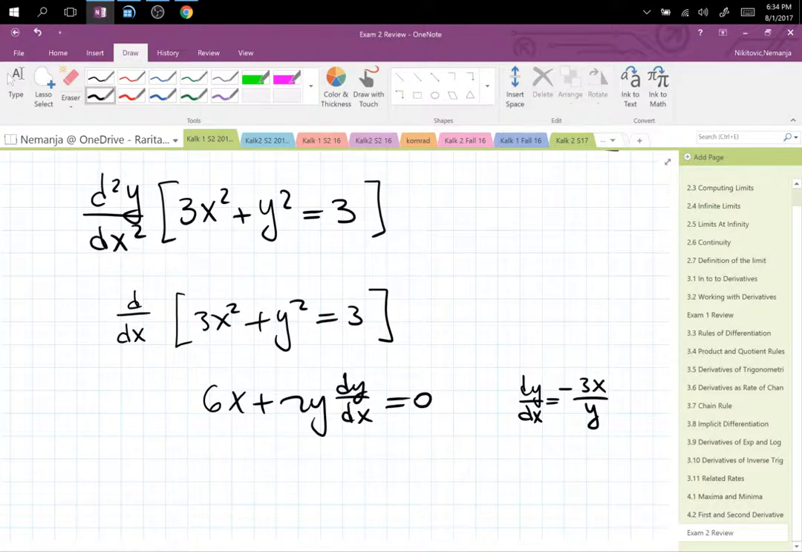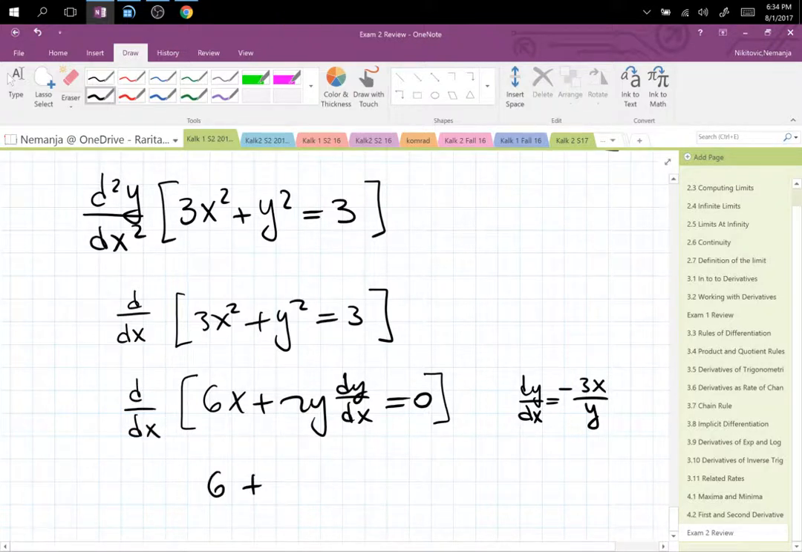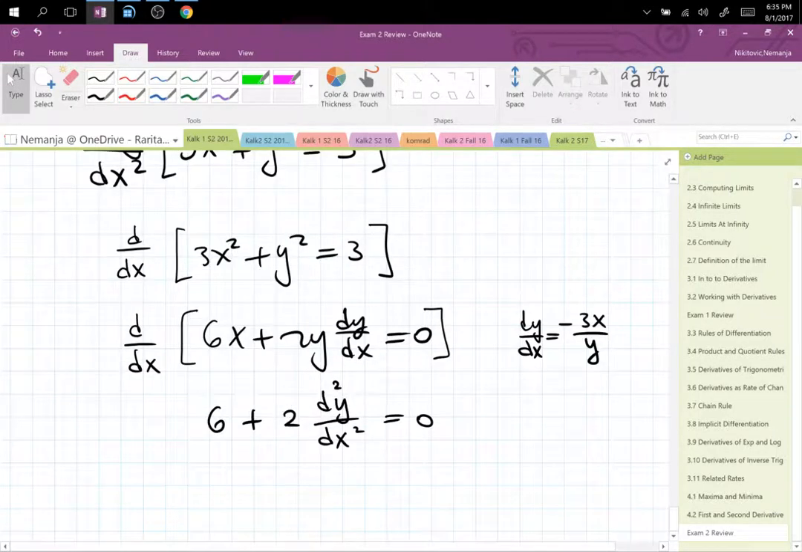Cool. So now I need to take one more derivative here because I need the second derivative. So that's a 6 plus, and now I'm taking the derivative here, which is 2, and this becomes the second derivative. And from there, is negative 3.